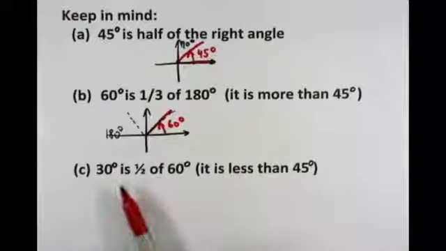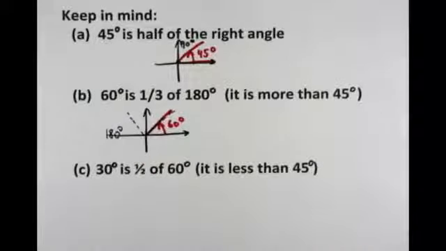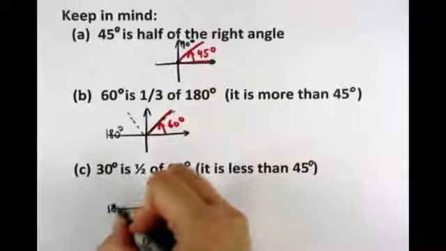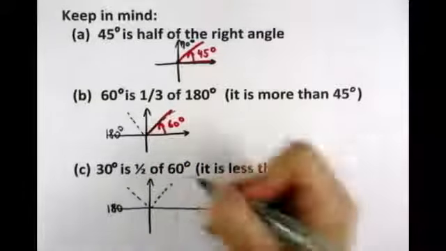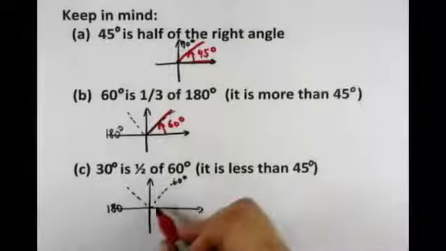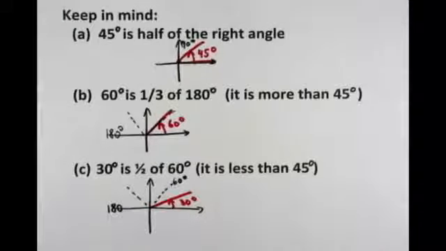And then 30 degree is half of that 60 degree. So if I cut it by half, I'm getting a 30 degree angle. Here was 180. When I divide into three, this would be 60, and half of that gives me 30 degree angle. Of course it needs to be less than 45. 45 was half of this one, so that 45 angle would have been approximately right here in the middle. Okay, those are special types of angles, and it's good to keep in mind how to draw them.